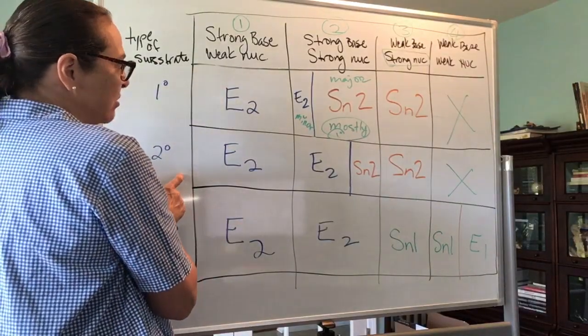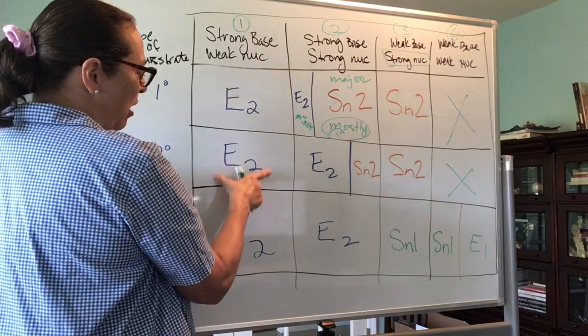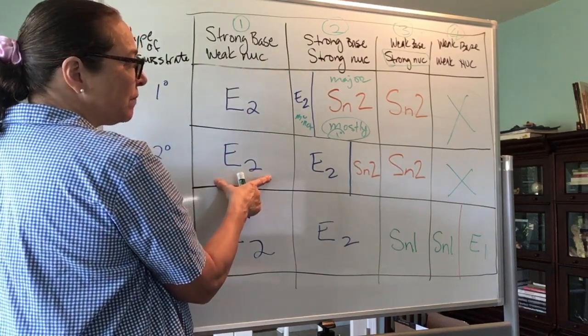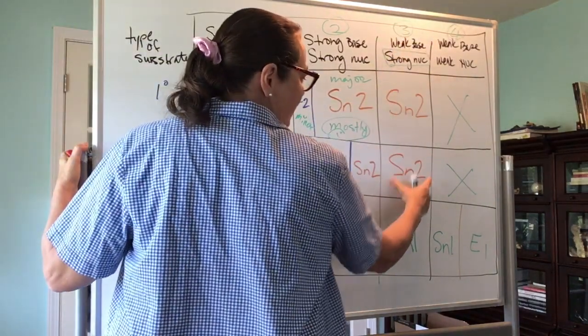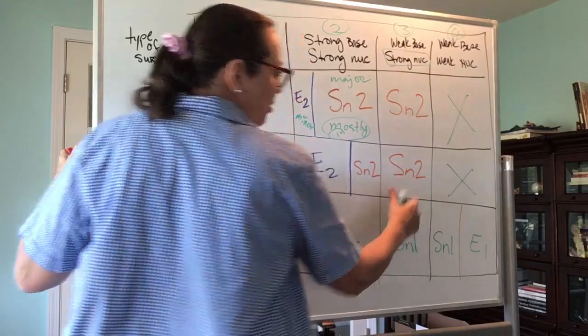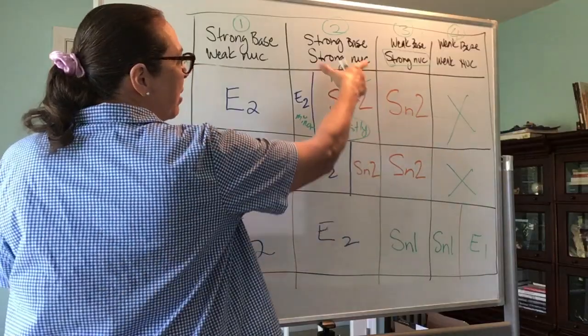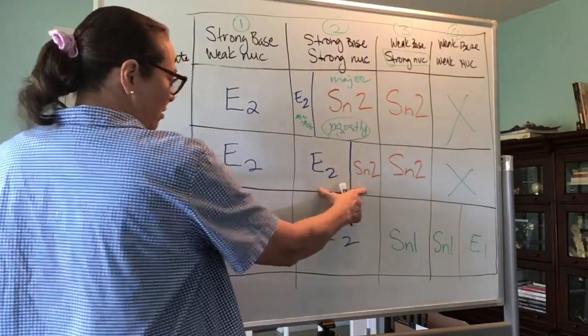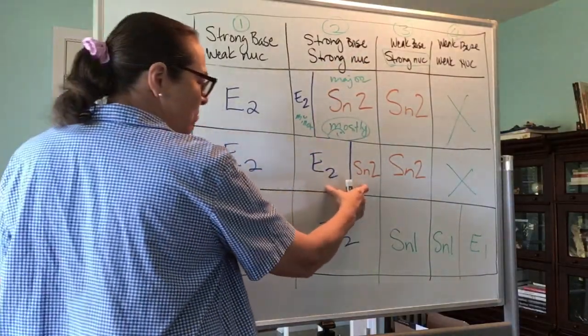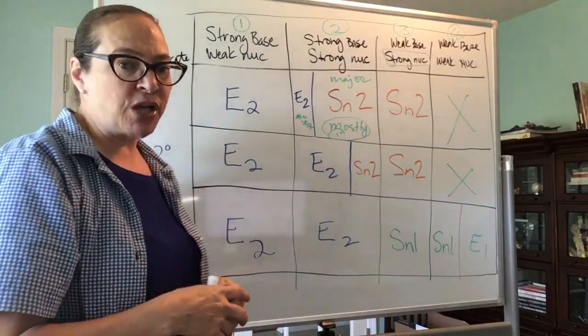If I go to secondary substrates and I still have a strong base, it's going to do E2. If I have a weak base and a strong nucleophile, it's going to do an Sn2. But what about in between? So now I have a strong base and a strong nucleophile, and I have a secondary substrate. Which is going to predominate?